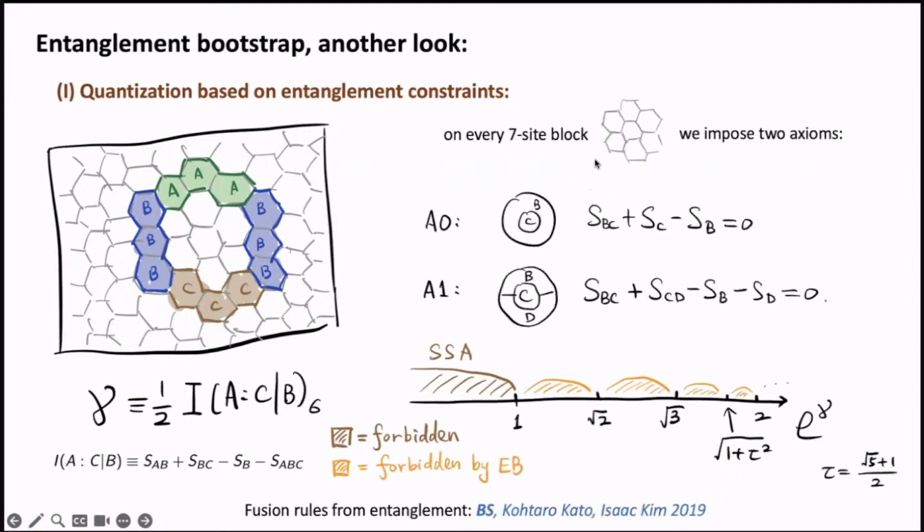What entanglement bootstrap wanted to do was to start from a stronger condition. So rather than a general state, we have those two conditions on any 7-site block of this coarse-grained lattice. If those two conditions are satisfied, it turns out we can constrain the value of gamma much better. So yes, we can recover that gamma is the sum of total quantum dimensions, that type of thing.